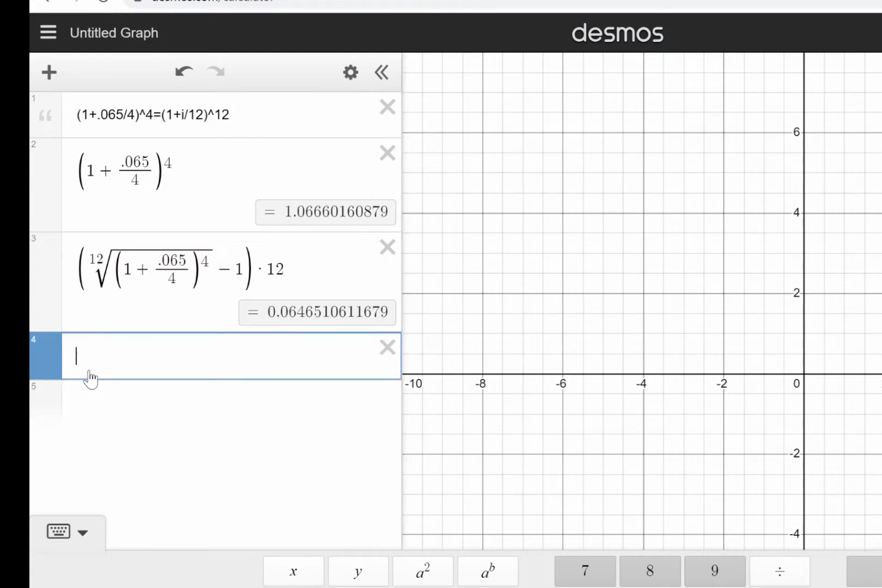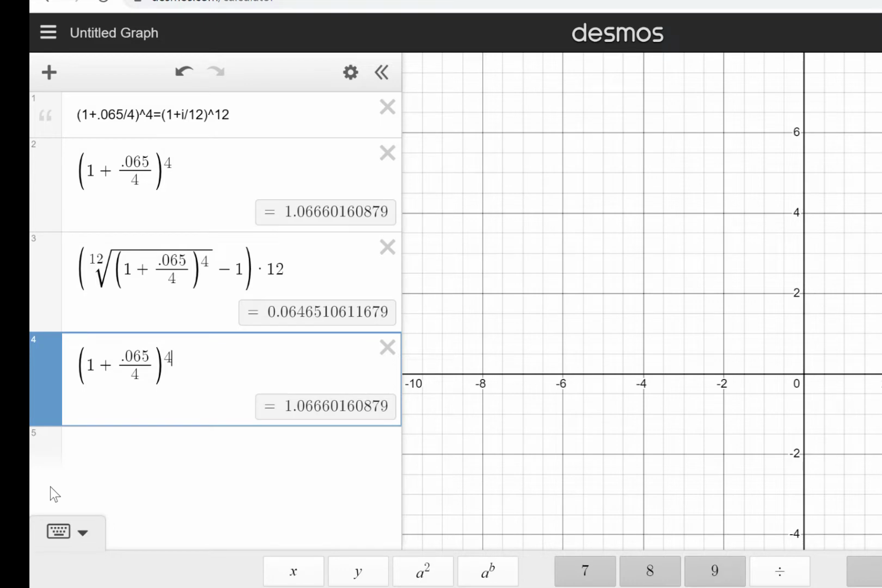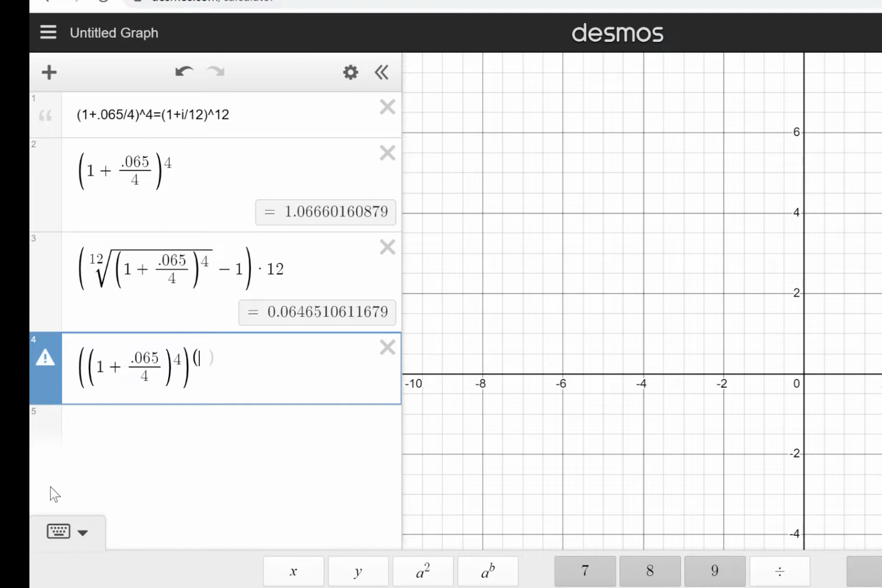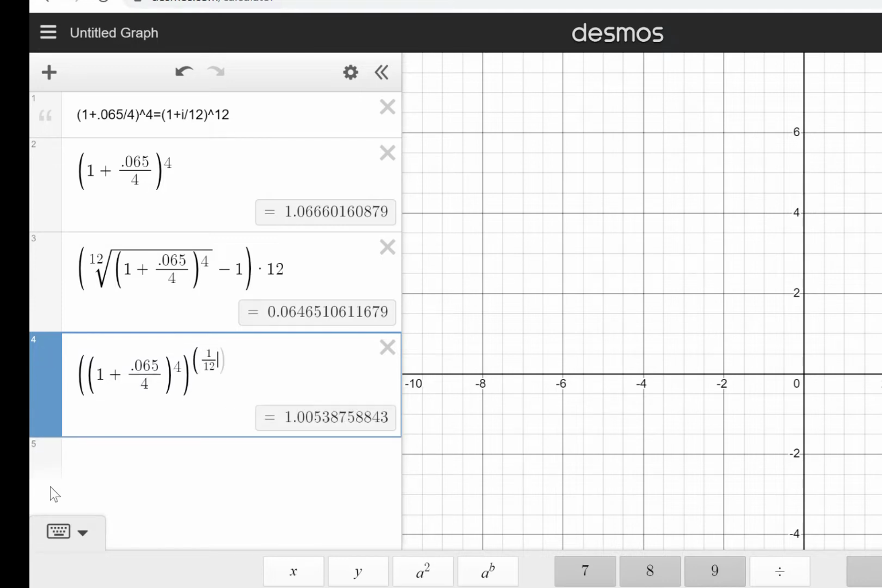Let me show you an alternative. So it could be that we had this 1 plus 0.065 divided by 4. And then we raise that to the 4th. And remember I said we could use to the power 1/12. So I'm going to go back and put parentheses here. So parenthesis at the front, parenthesis at the end, and I'm going to go exponent, parenthesis, 1 divided by 12. Okay. So that's the same as if I took the 12th root, I can do the 1/12 power, it's equal.